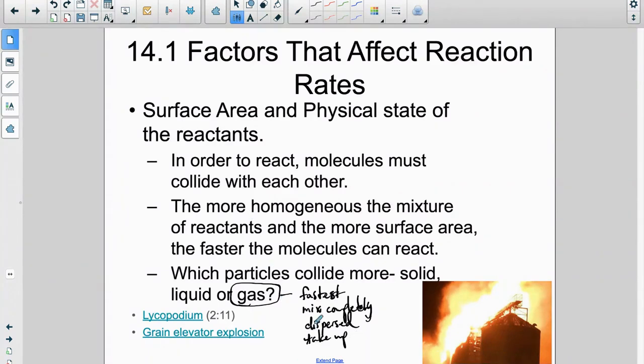So here are a couple of demonstrations. The lycopodium powder, actually, lycopodium is a pollen from a conifer tree. I don't remember which one. This is a demonstration that I like to do to show how surface area affects the rate of combustion of this pollen. So let me show you those demonstrations. And then the second video shows an explosion.